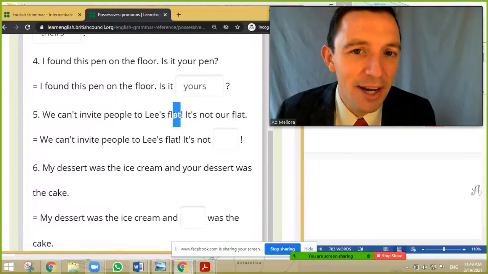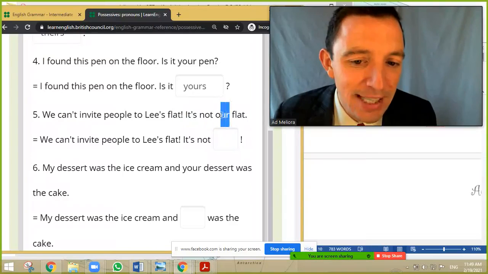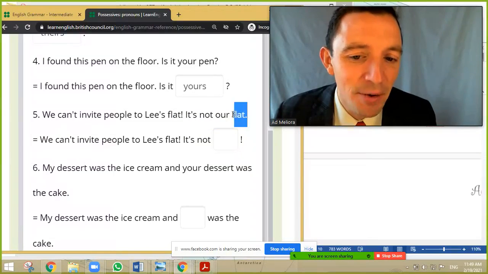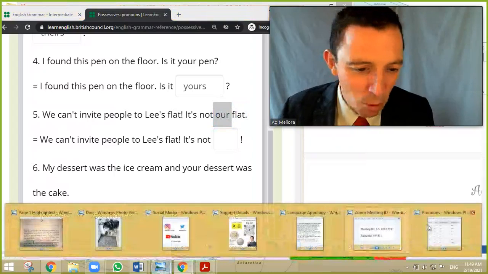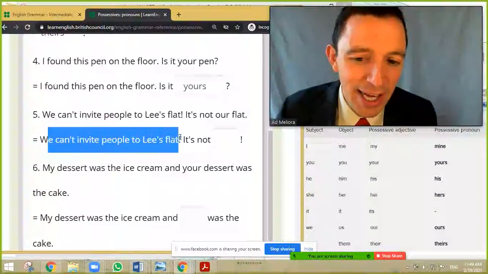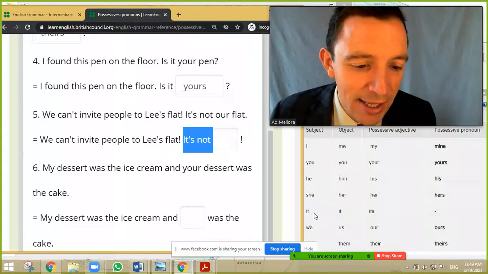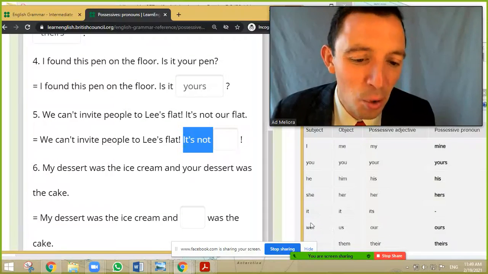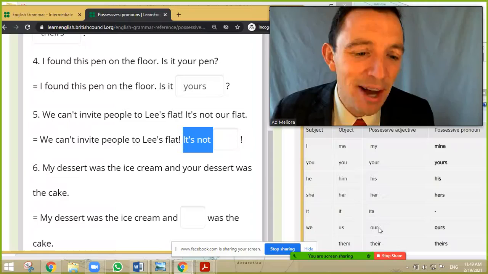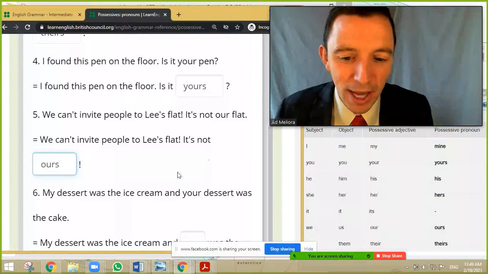So we cannot invite people to Lee's flat. It is not our flat. So here we have the possessive adjective and we have the substantive. Okay, so it's not our flat. And what do you think is the answer for the transformation? So we can't invite people to Lee's flat. It is not. Okay, and if you need help, you can look at the dictionary or the reference here. So we is the subject, our is the possessive adjective, and we need to transform to the possessive pronoun, which is the next column, ours. Okay, so it is not ours. This is very important, very simple, but very detailed and very important, okay?